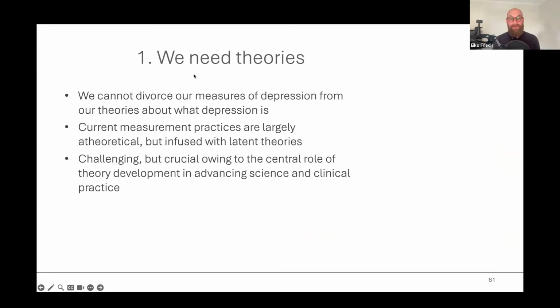So concretely, we need theories because we cannot divorce our measures of depression from our theories about what depression is. This also applies for other constructs, of course. Current measures are atheoretical, but infused with some theories, such as that the item correlation should be high. I mean, we drop symptoms from rating scales for depression because it increases Cronbach's alpha to drop these items. But there are so many assumptions behind that that we should be really aware of when we make scales.